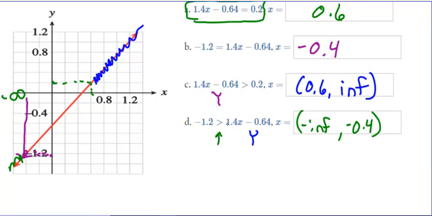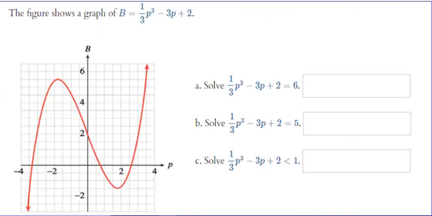Okay, so hopefully that gives you a little bit of insight. You can solve this, guys, and get the same answers that I got. So I'm just kind of showing you on the graph as well. Let's see if there's any more. Yeah, let's do this one.